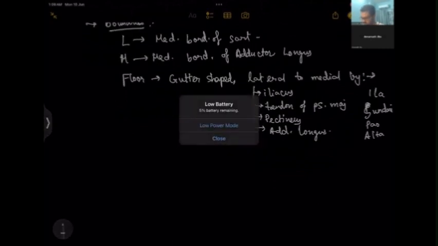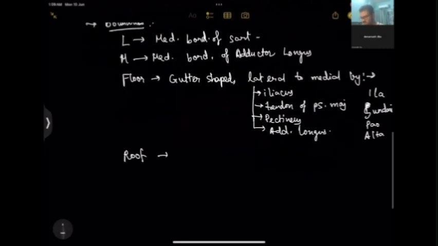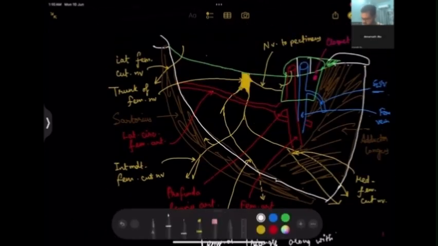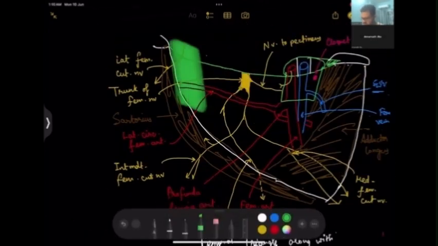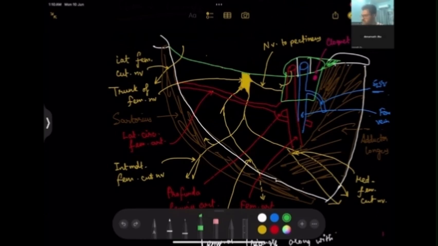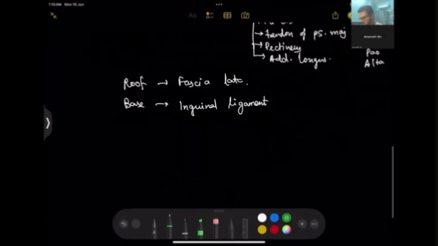Then the roof. Every time it's a similar kind of thing. Fascia lata. The base is formed by the inguinal ligament. See, this roof is basically this portion. I'm just marking it, I'll remove it later. This whole thing is basically the roof and it's covered by fascia lata. And the base is the inguinal ligament. Okay, this is very important. Inguinal ligament. You should remember, should not forget.